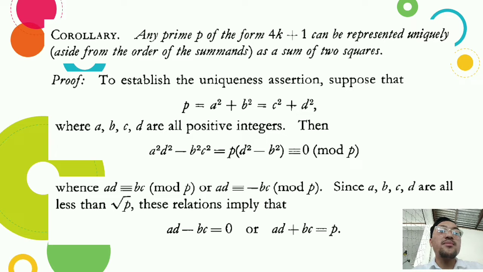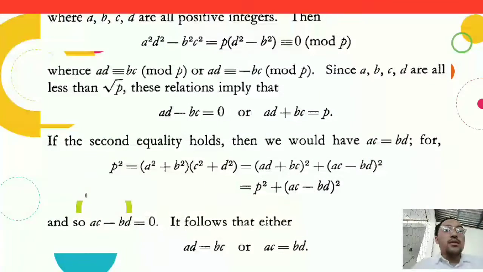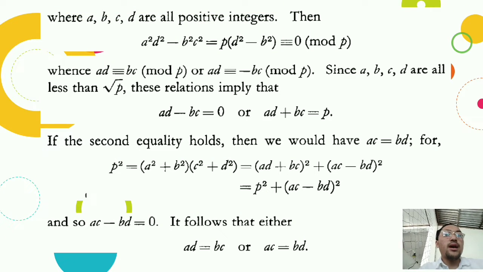Whence AD is congruent to BC modulo P, or AD is congruent to negative BC modulo P. Since A, B, C are all less than the square root of P, these relations imply that AD minus BC equals 0 or AD plus BC equals P. So if the second equality holds, then we would have AC equals BD, for P squared equals the product of A squared plus B squared and C squared plus D squared, which equals the square of AD plus BC plus the square of AC minus BD, equals P squared plus the square of AC minus BD. And so AC minus BD equals 0.